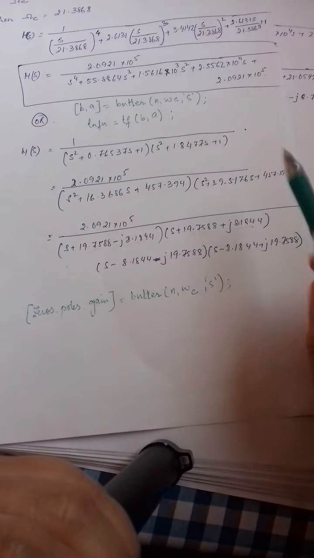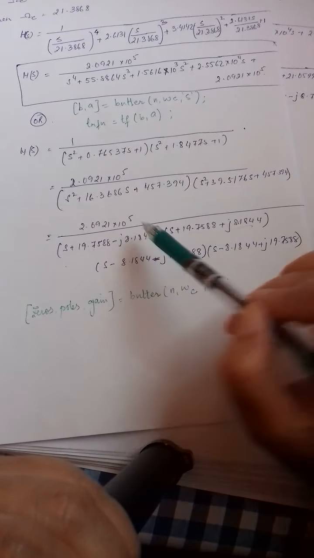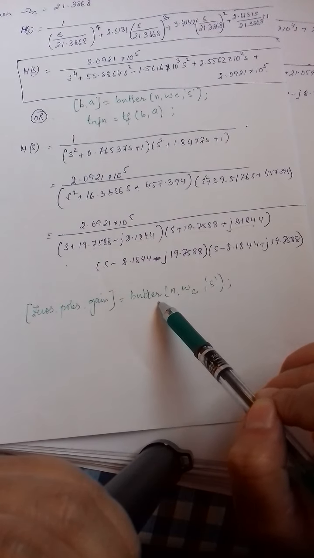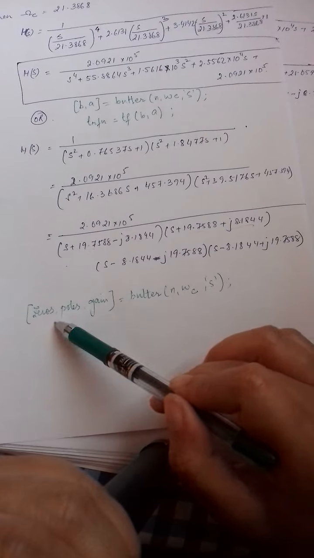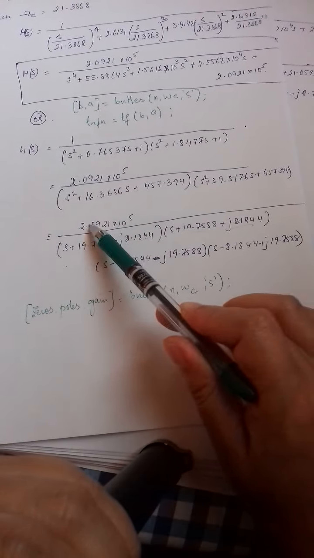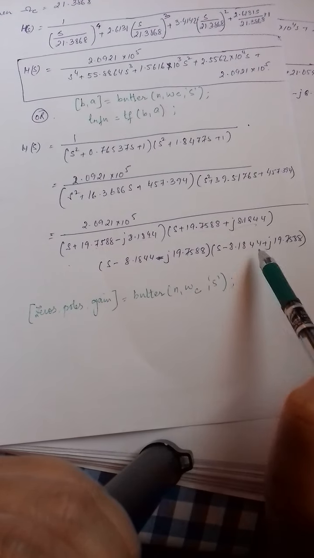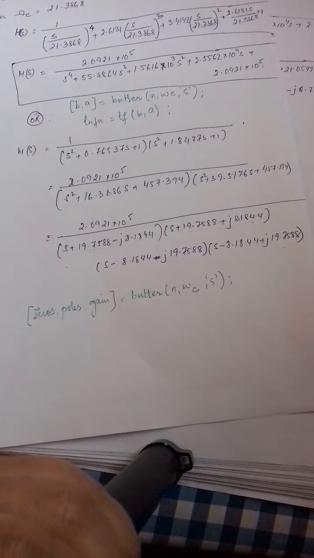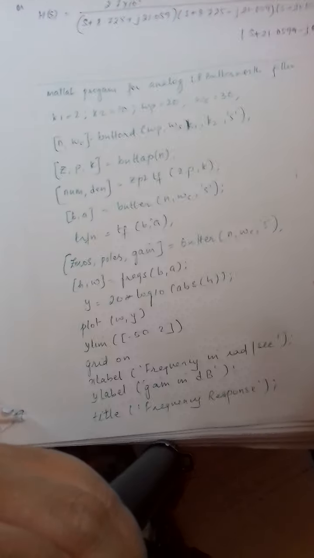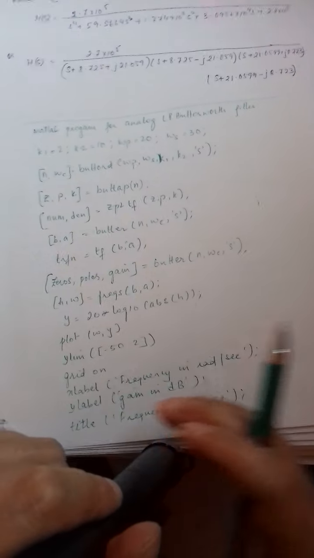Again, if you want it in this form, use these two lines. If you want it in terms of poles form, you use butter with n, omega c, s, in terms of zeros, poles and gains. So you'll get the zeros as these values and the poles as these values. So now this is a total program for your Butterworth filter analog.